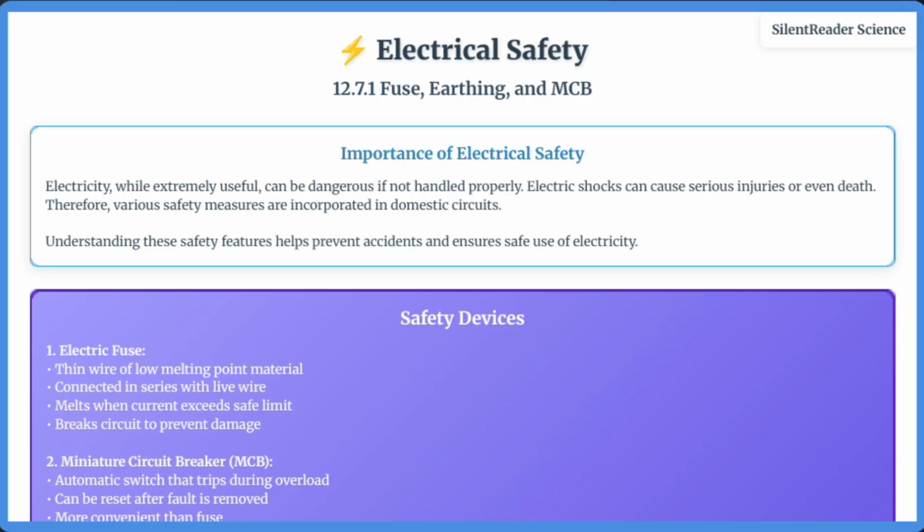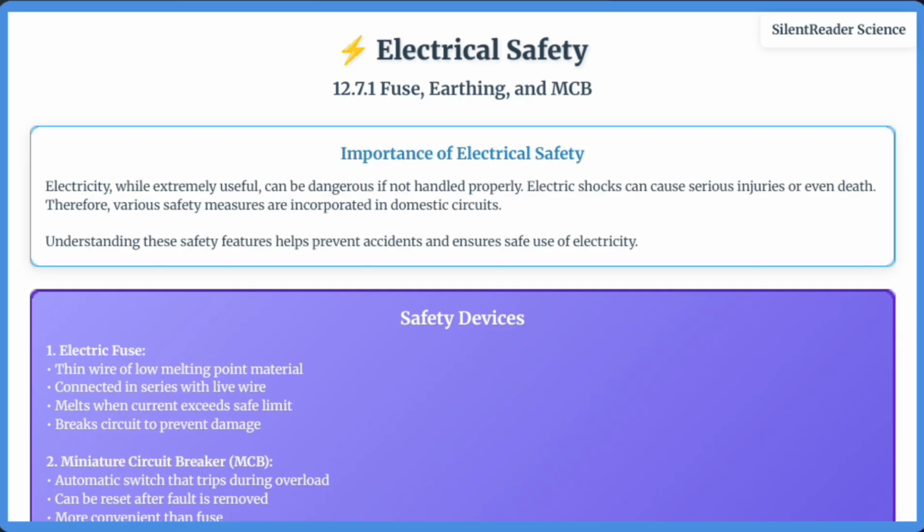Finally, let's discuss electrical safety measures. Electricity, while extremely useful, can be dangerous if not handled properly. Electric shocks can cause serious injuries or even death. Therefore, various safety measures are incorporated in domestic circuits. Understanding these safety features helps prevent accidents and ensures safe use of electricity.